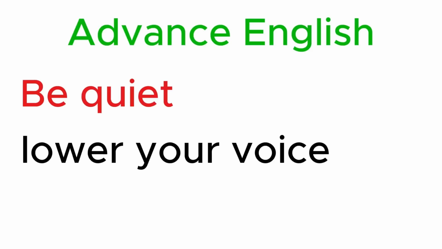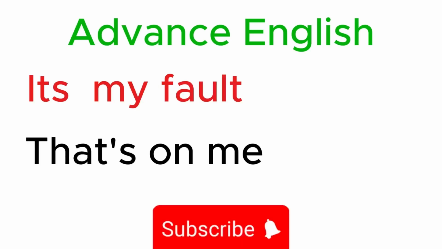So today's video is all about advanced English sentences. The first is be quiet. How do you say it in advanced form? You can say lower your voice. Lower your voice. More often children make some sound which sometimes is kind of annoying to mothers, and they want to tell their children to not make noise. Then how do you say it? Lower your voice, instead of saying be quiet.